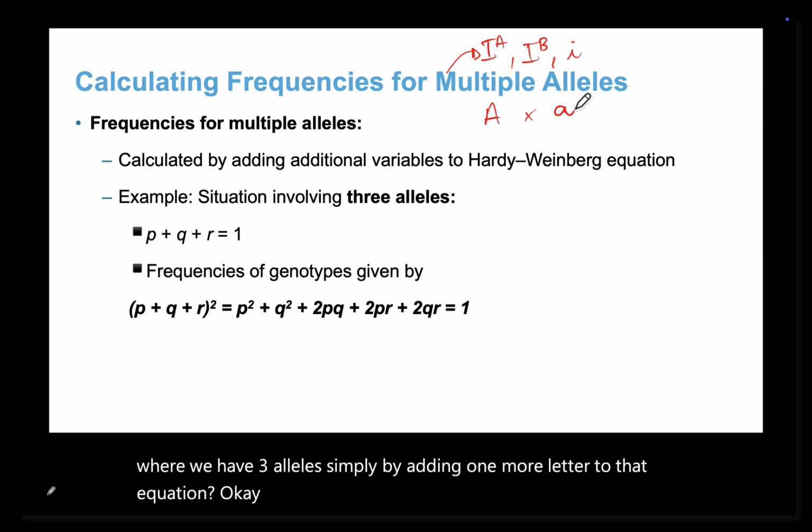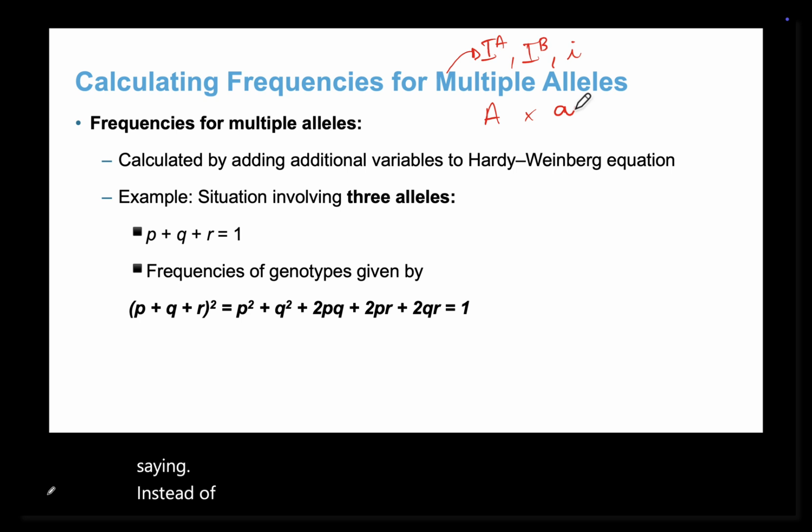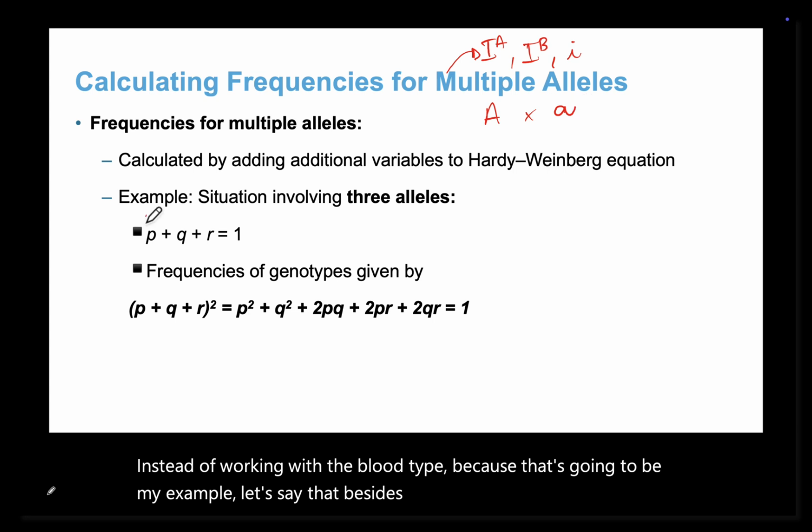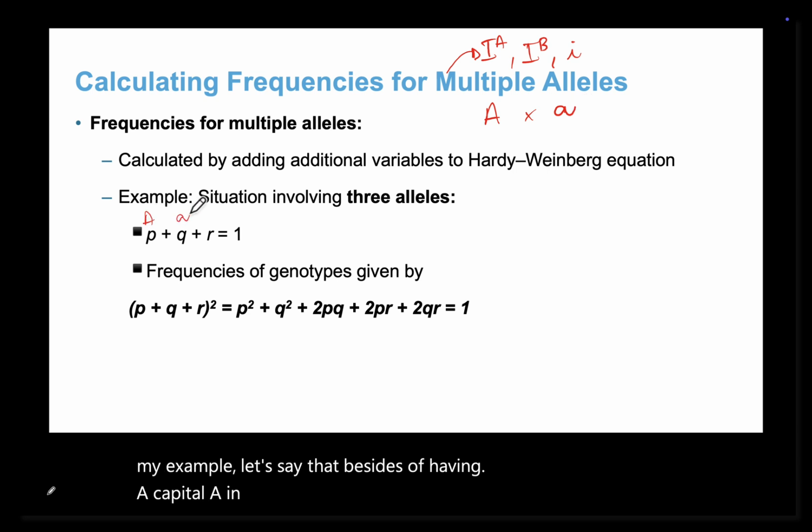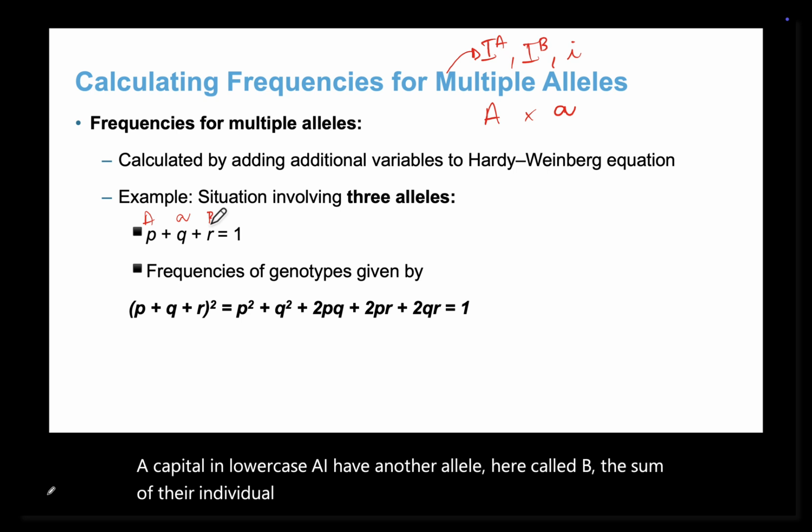So here we have, let's just say that instead of working with the blood type, because that's going to be my example, let's say that besides having capital A and lowercase a, I have another allele here called B. The sum of their individual frequencies has to equal 100%, or 1.